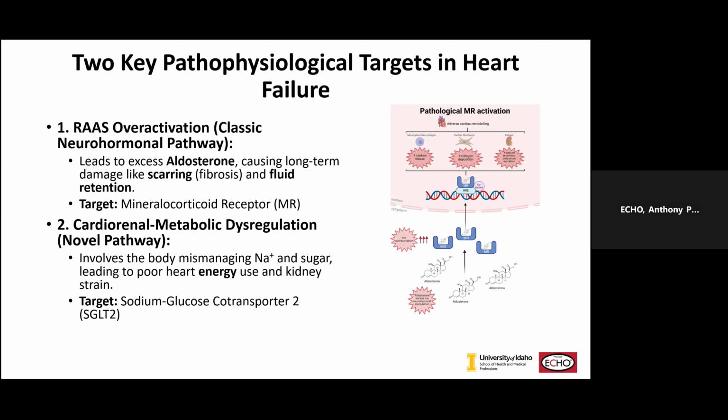The second one is the cardiorenal metabolic dysregulation. This one's really interesting. A lot of studies are being done on it right now. It's a novel pathway, but this is really a big feedback loop. In general, it's the body mismanaging its use of substances, leading to poor heart energy use and kidney strain. It's the kidney causing strain on the heart, which causes strain on the kidney. So it's just this really bad feedback loop. What we're looking to do there is target the sodium glucose co-transporter 2, the SGLT2 inhibitor. All right, next one.